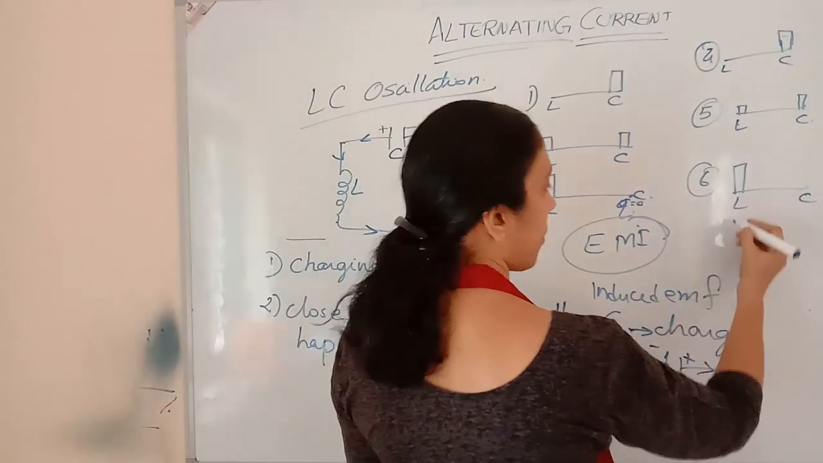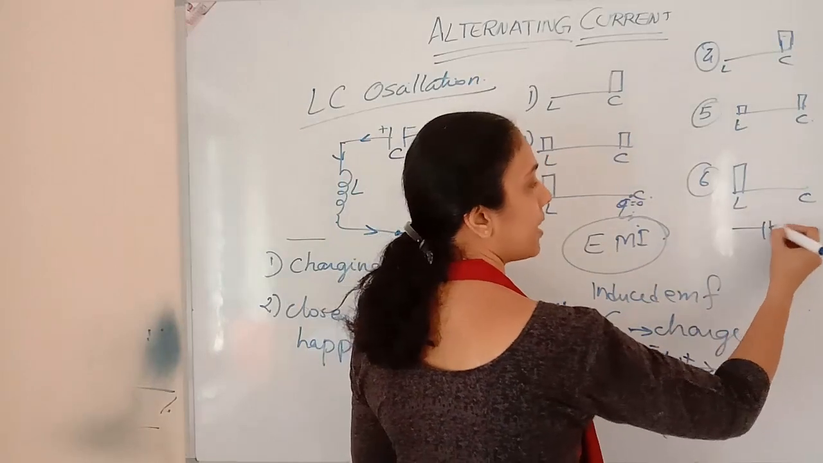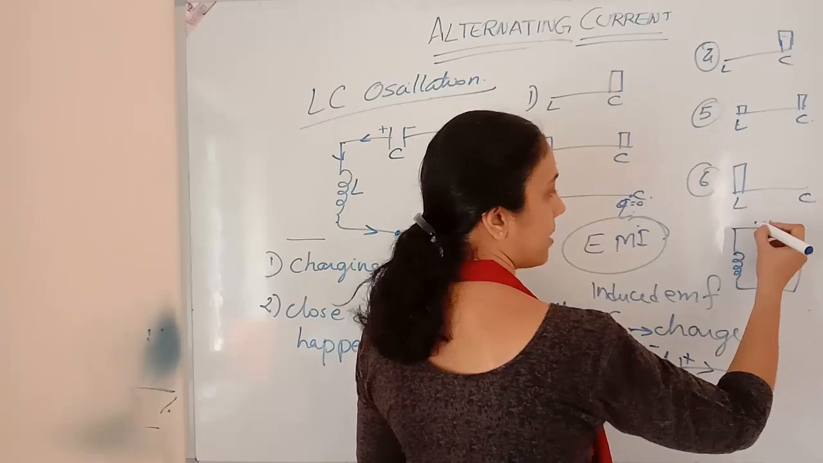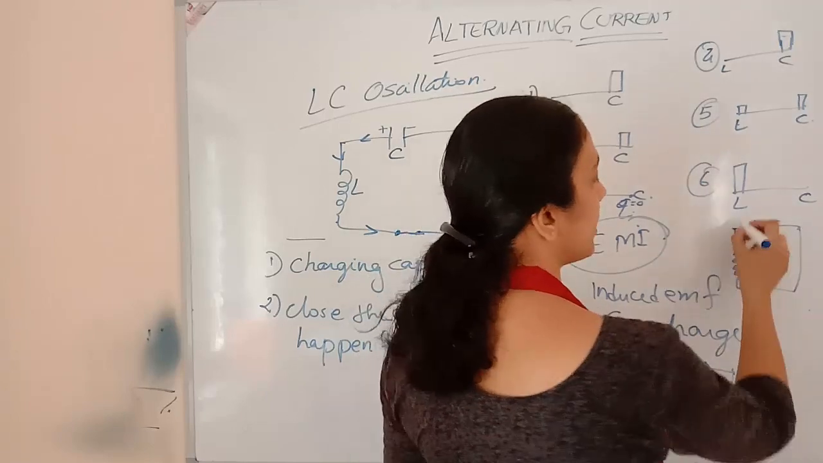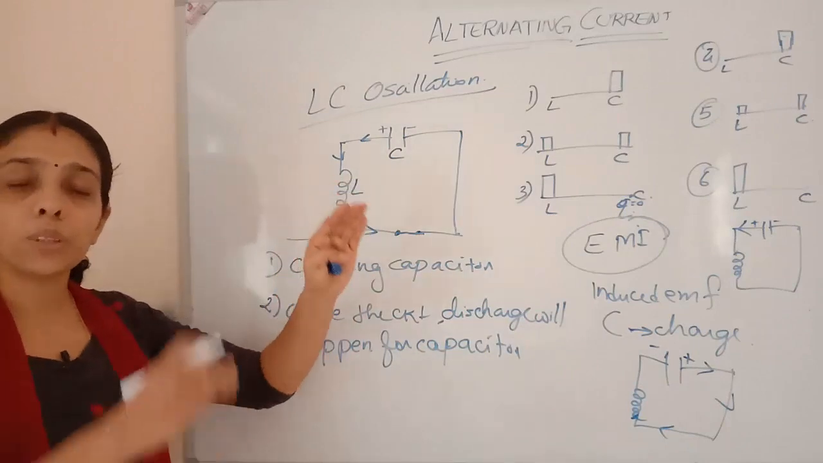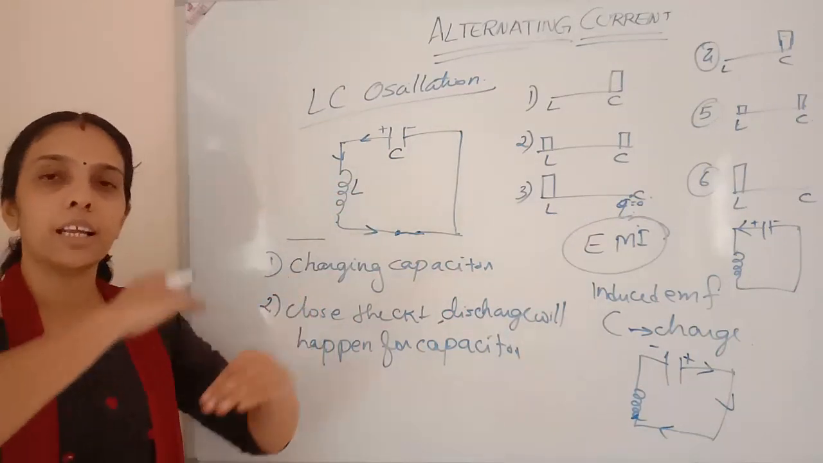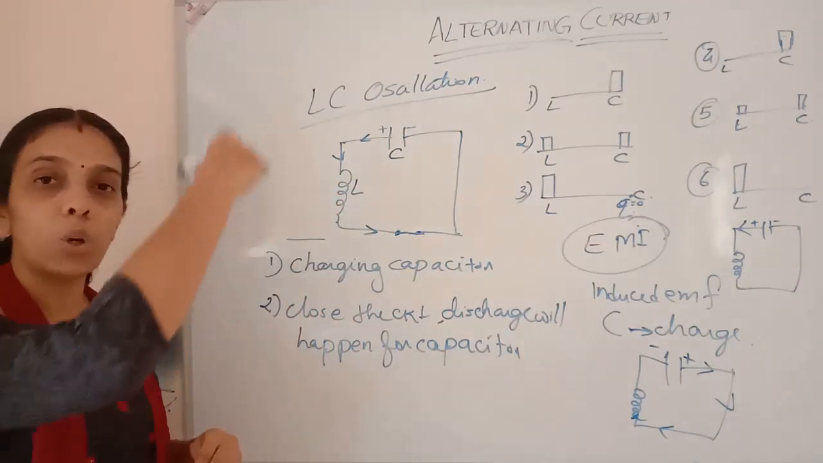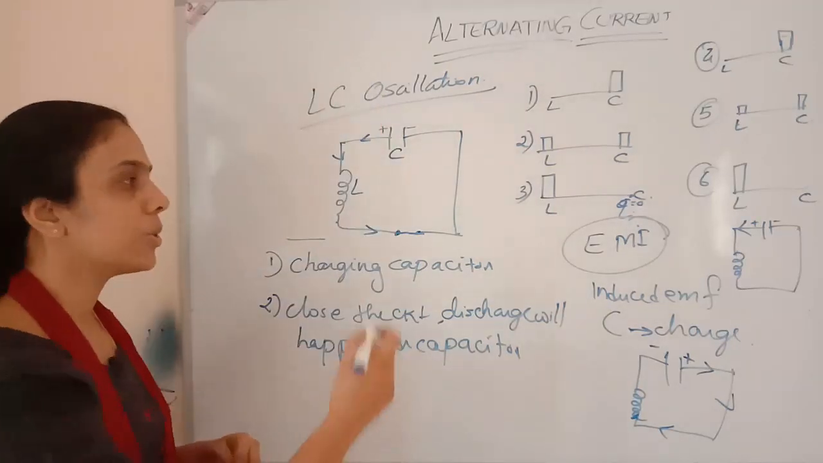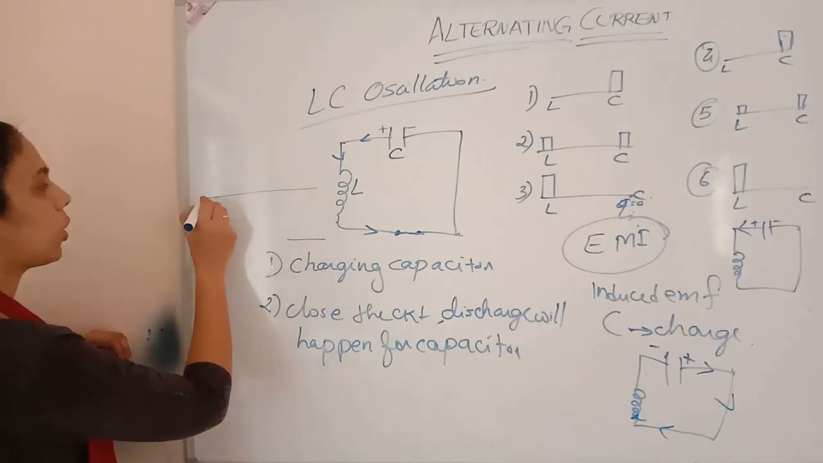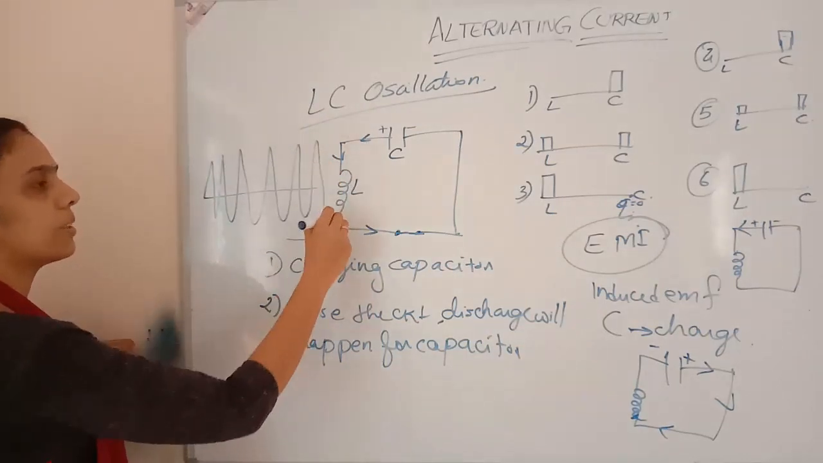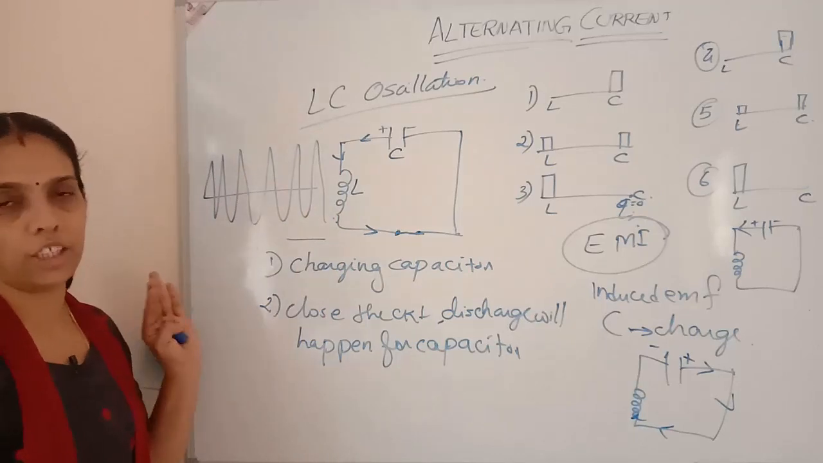After this process, the capacitor again reverses its polarity. Its polarity will be reversed, that is, here it becomes positive and here it becomes negative. So it is coming to the initial stage. This process is repeating. Repeating means it is oscillating, same like an oscillation. If we draw this as a diagram, it will be like this. So this is the LC oscillation.